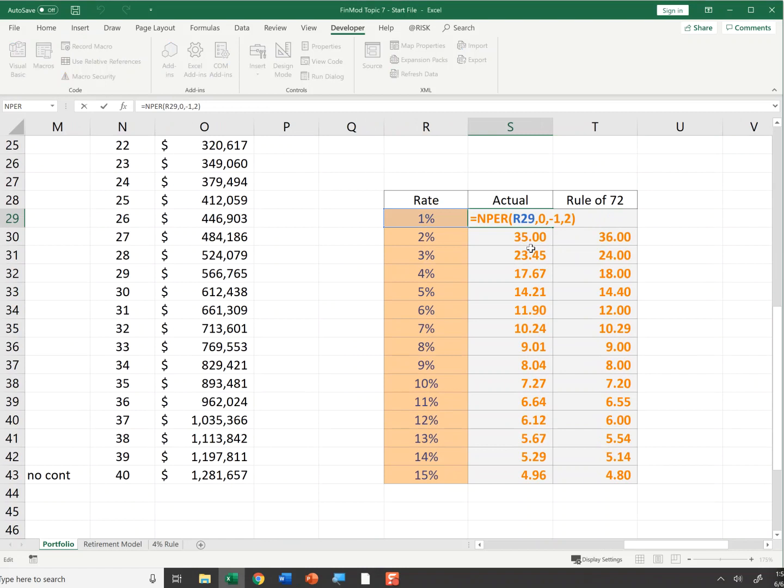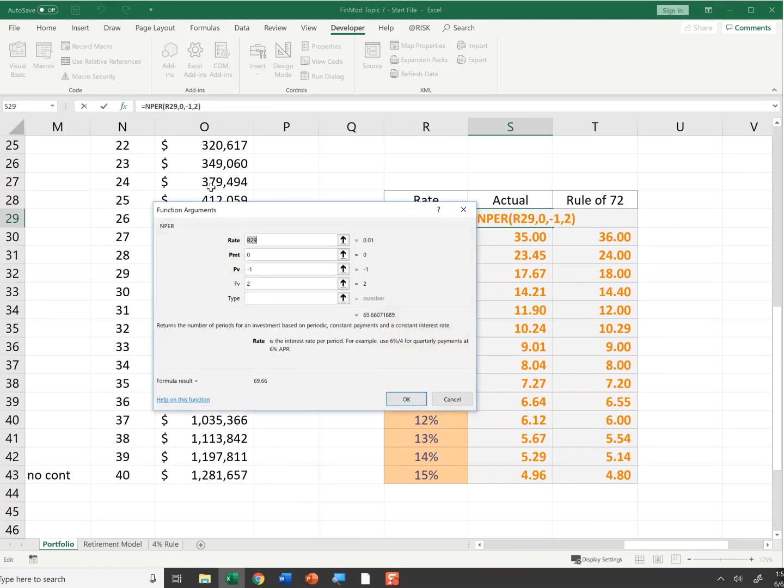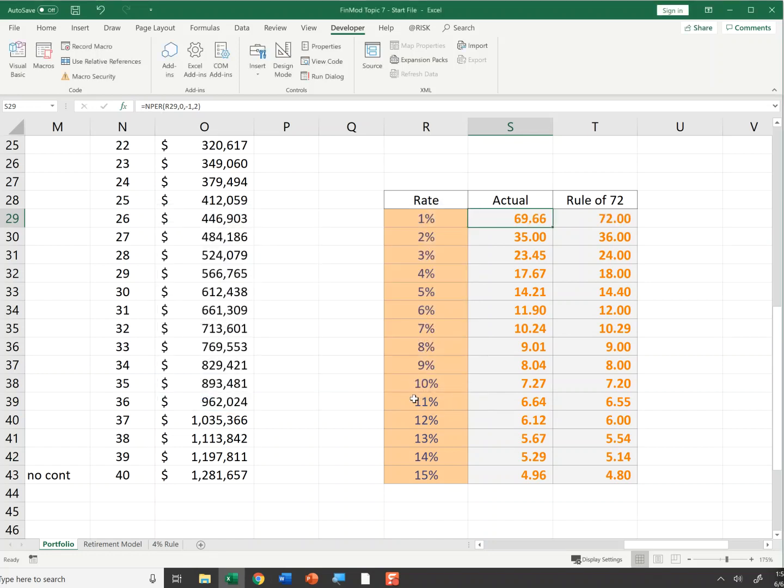I could say, if the rate is 1%, and I have $1 present value in an account, that's an outflow, and I get $2 as a future value, how many periods does it take? And you can see it takes 69 years. However, if I'm earning 6%, it only takes 12 years, or 11.9 years.